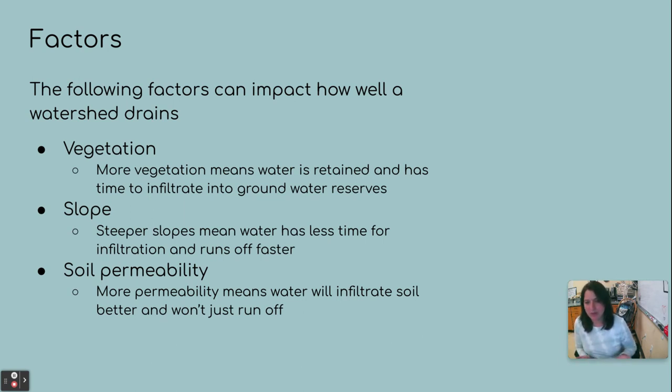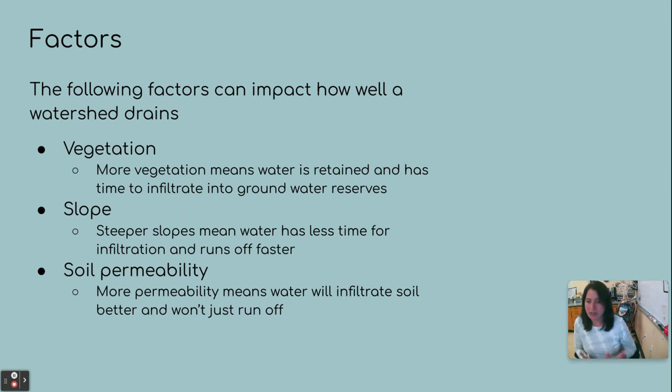And then, of course, soil permeability. If you watch the other videos on soil, you know that permeability means how fast water can move through soil. So more soil permeability means water will infiltrate soil better and it won't just run off. Where we are here, we have a lot of clay in our soil, which means it takes a long time for water to soak in and permeate into the ground and eventually move into the groundwater.